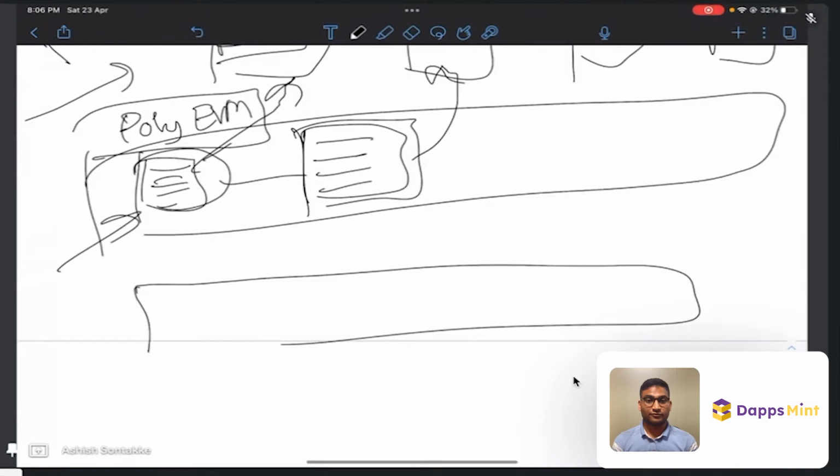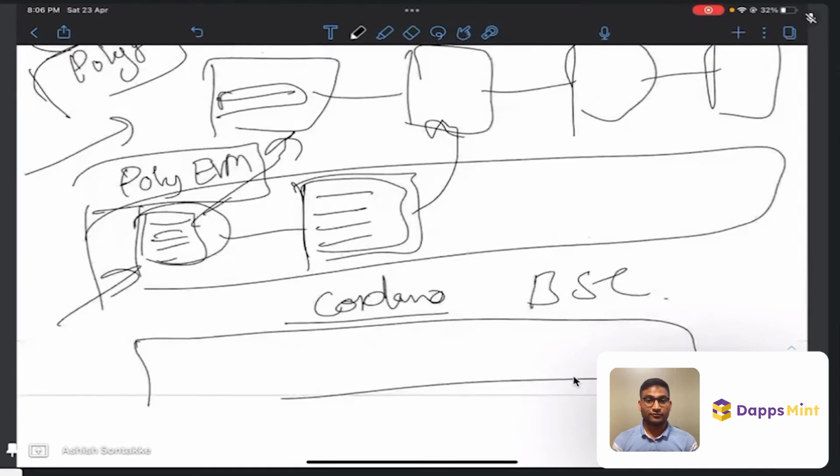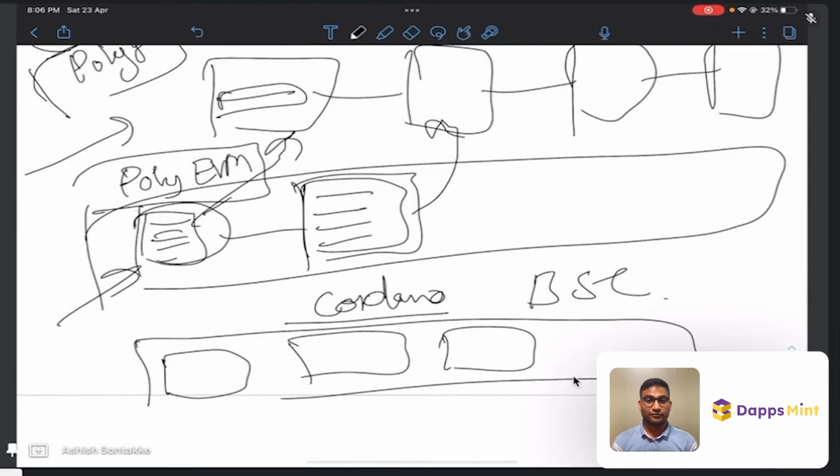For example, if we take Cardano or Binance Smart Chain, these two are not connected to Ethereum. They are just separate sidechains. They use the same code, they have just changed some stuff, and they are also EVM compatible, but they are separate blockchains. They don't share the data. But Polygon is connected to Ethereum. It is a side chain.